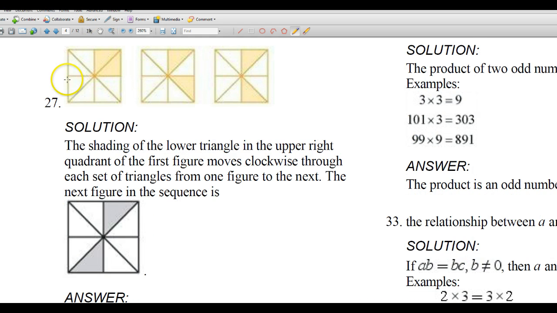Okay, for 27, we look at our pattern here. We can see that this triangle is moving clockwise. So we know what the next figure will look like. And our conjecture is the shading of the lower right triangle and the upper right quadrant of the first figure moves clockwise through each set of triangles from one figure to the next.